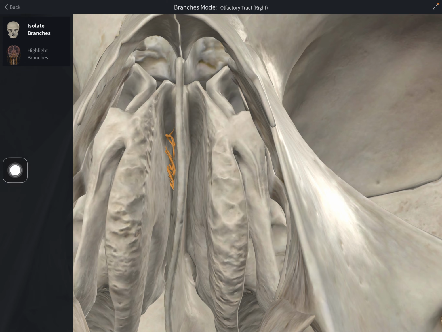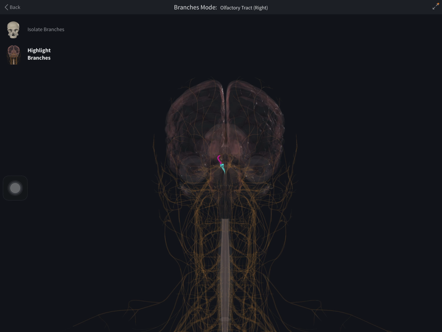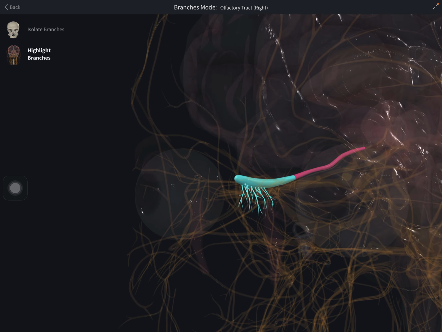Whenever you smell, the smell hits this area and you are able to detect a sense of smell because of this nerve. That is the olfactory nerve.